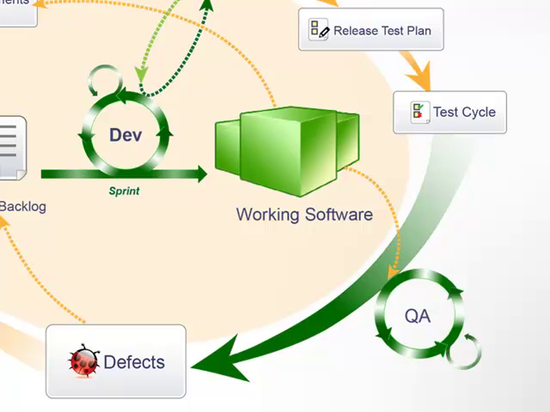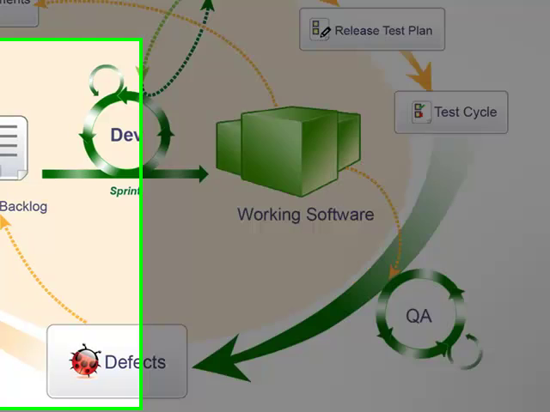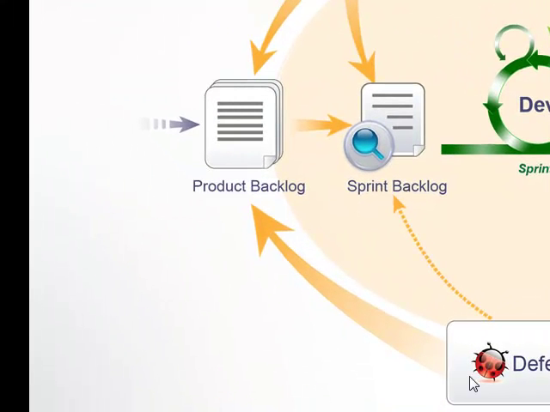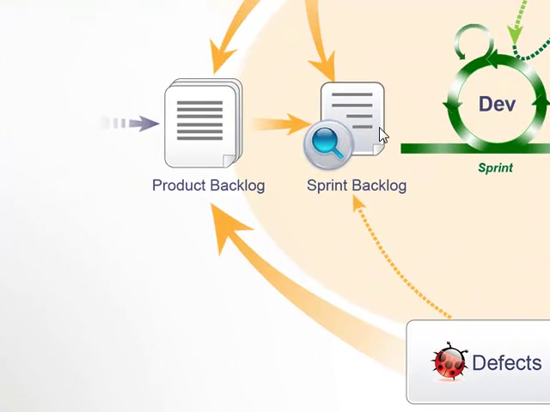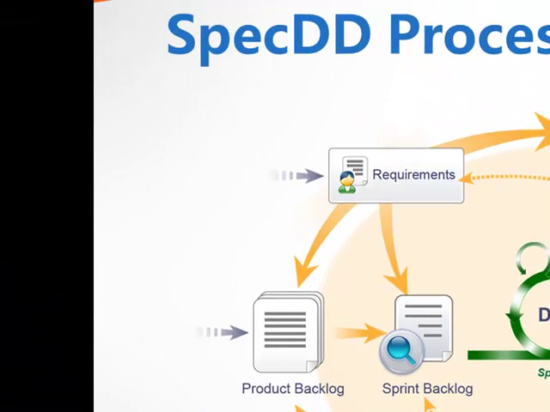Now from this QA testing the working software for this particular test cycle, they will inevitably find defects, as denoted by this little ladybug at the bottom. And these defects do not go directly back into that sprint. They can, but they typically will also not go back into the sprint backlog right away. The optimal path for defects found is to go back into the product backlog.